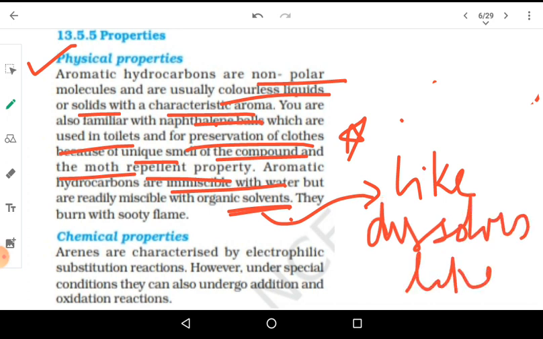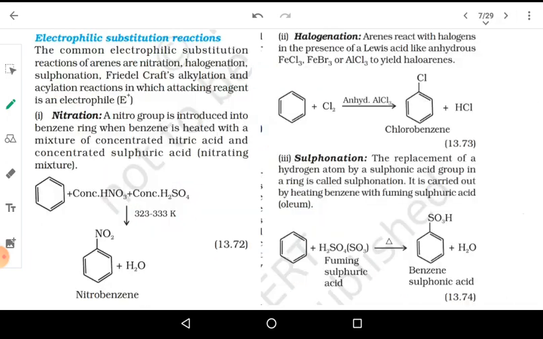Now, when we are heating the benzene, we get a sooty flame with a soot deposit in the base. Now, let us look at the chemical properties. Usually the arenes show electrophilic substitution reactions, but under certain controlled conditions, we have addition as well as oxidation, and even substitution reactions as well. So, let us discuss the electrophilic substitution reactions first of all.